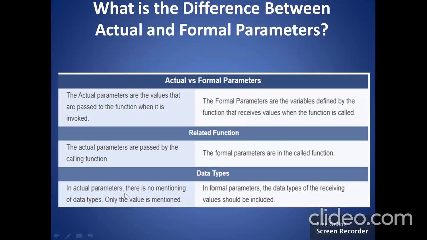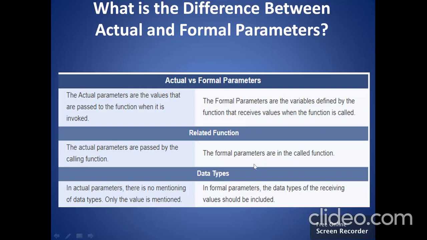So in the case of actual parameters, we have to memorize two important things. The first one is that the actual parameters are present inside the function call. The second one is that we are not mentioning the data types. Then we move to the formal parameters. The formal parameters are variables defined by the function that receive values when the function is called. That means the formal parameters are present inside the function definition. The specialty of the formal parameters is that the data types of the received values should be included.